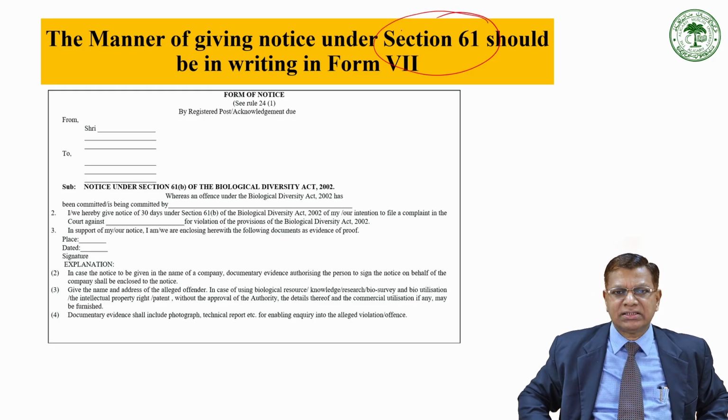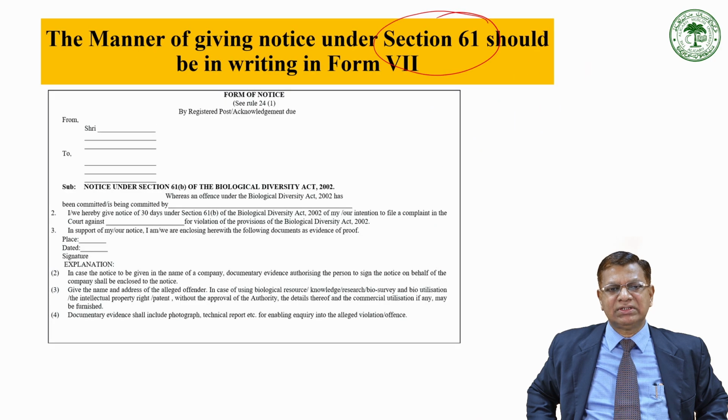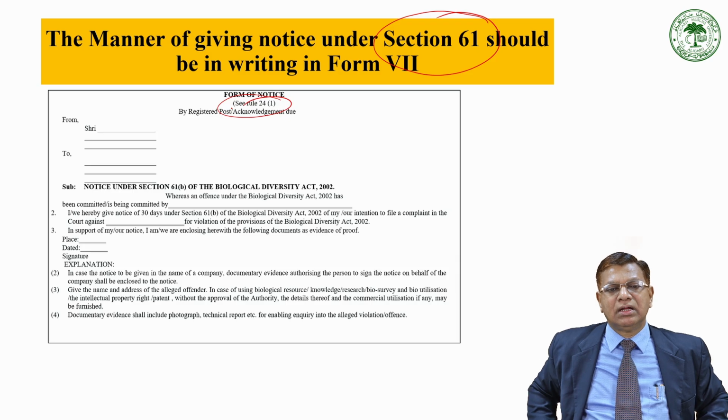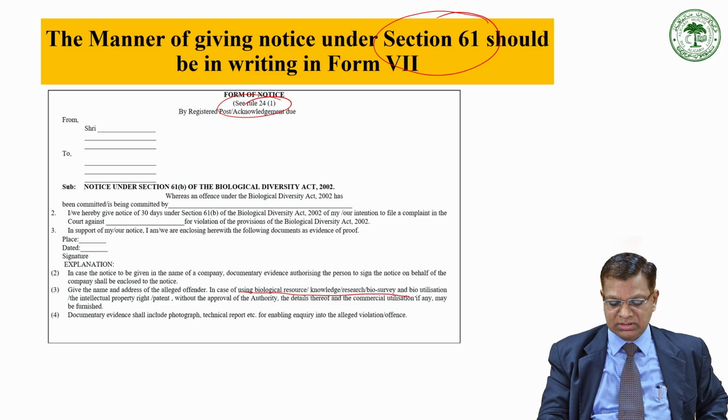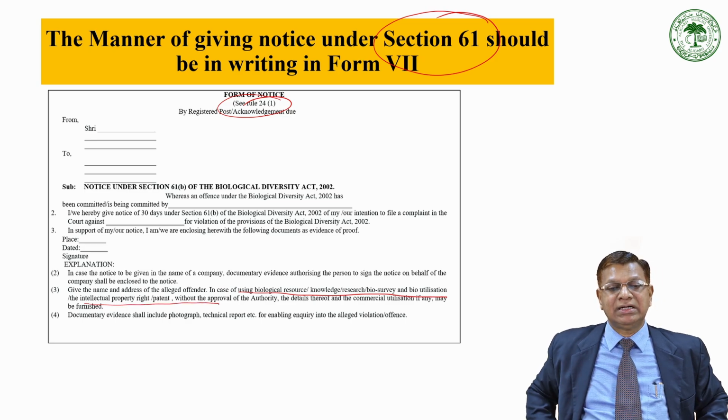So whereas we have discussed Section 50, then we have to look at Section 61 of the Biodiversity Act and Rule 24 in this regard, of the notice under Section 61B under the Biological Diversity Act to the parties, seeking explanation in regard to any kind of document, any kind of evidence, any kind of biological resources, biosurvey, bioutilization for intellectual property, patent, these kinds of issues, and these are the grounds on which the notice can be issued by the National Biodiversity Authority under Section 61 in accordance with Form 6(7).